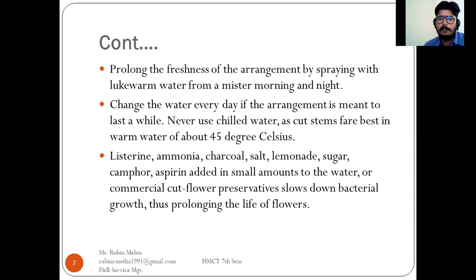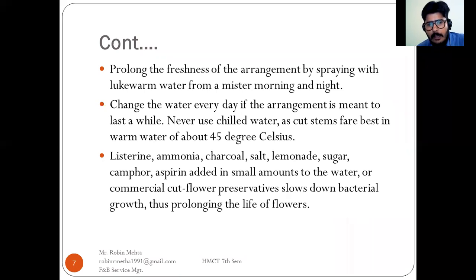So for that period we have to spray the flower arrangement with lukewarm water from the mister, in the morning or in the night, depending upon the situation and the function. It again prolongs their life, meaning it increases the life of the flower arrangement or the particular flowers. If you don't have lukewarm water, you may only spray fresh water to them, so that it gets a prolonged life.